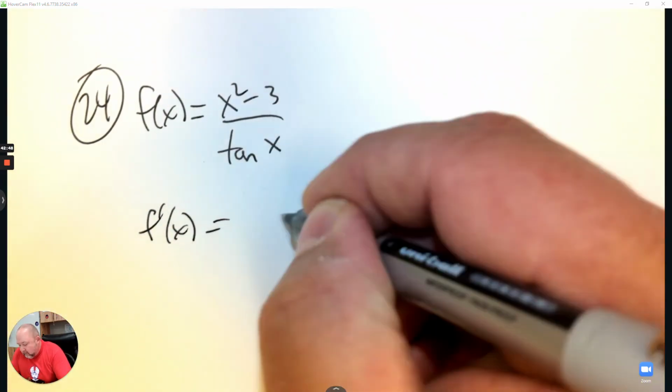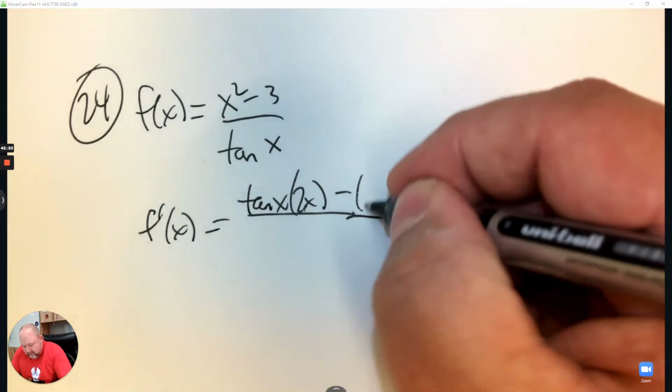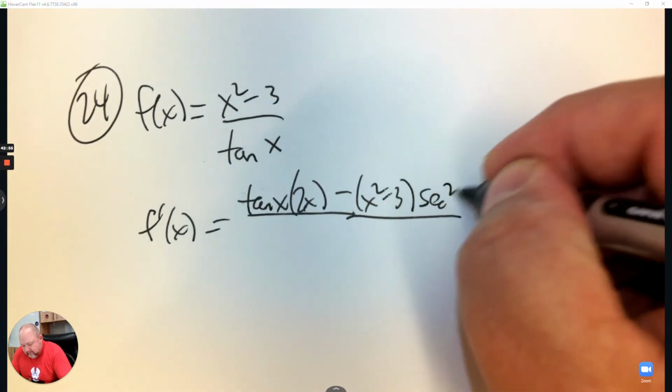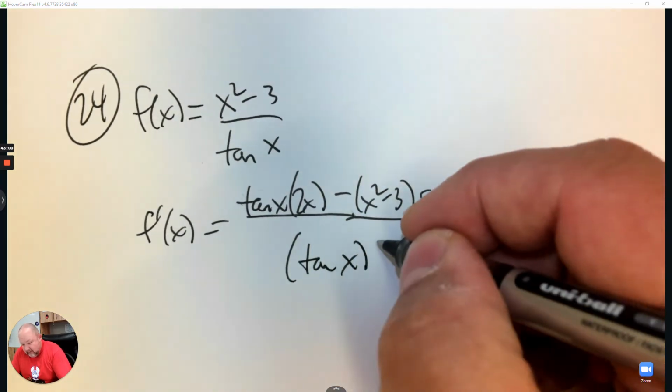I'm going to use what's called the quotient rule. That's the bottom times the derivative of the top minus the top times the derivative of the bottom. Oops, that's an x. And then the bottom squared. Oh, well, there you go.